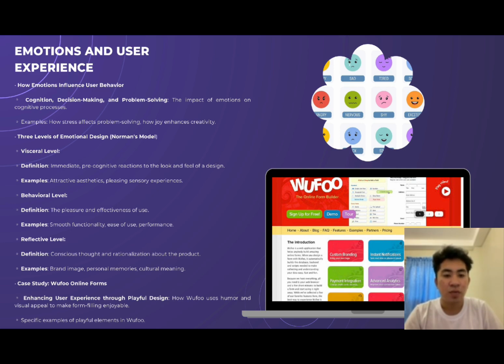Case study: WUFO online forms, enhancing user experience through playful design. How WUFO uses humor and visual appeal to make forms feel enjoyable. A specific example of playful elements in WUFO. WUFO uses colors, humor, and friendly text to make forms feel lighter and easier. These small details raise motivation and reduce stress while completing tasks.